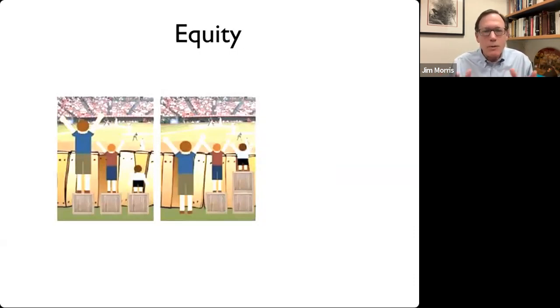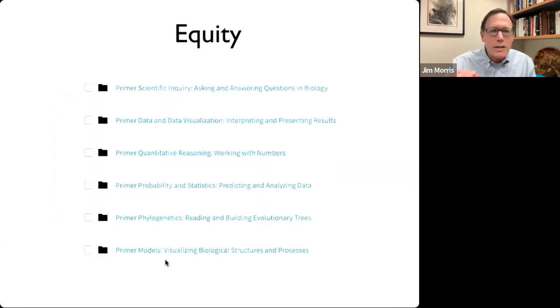The first one's kind of simple. I'll take one from the textbook and one from my classroom, and the classroom one is one I'd love some input on at the end. One thing I do in the textbook is provide a set of primers, and primers are self-paced tutorials that students can turn to anytime to get what they need.